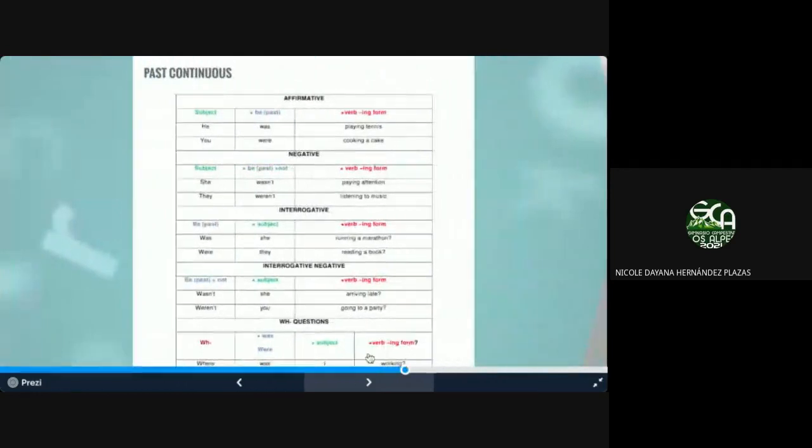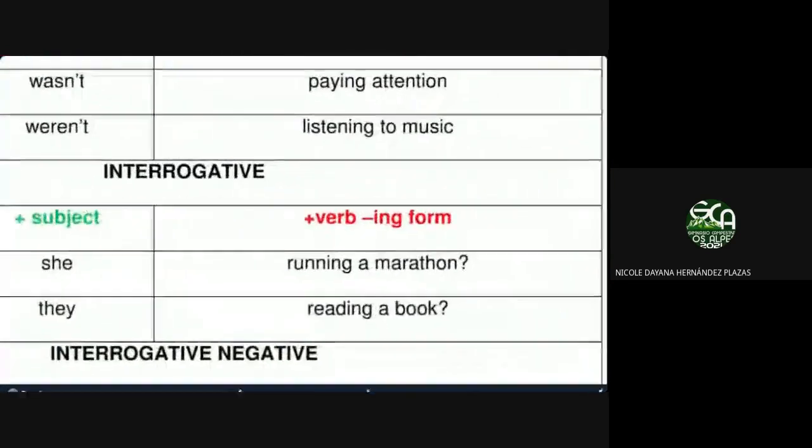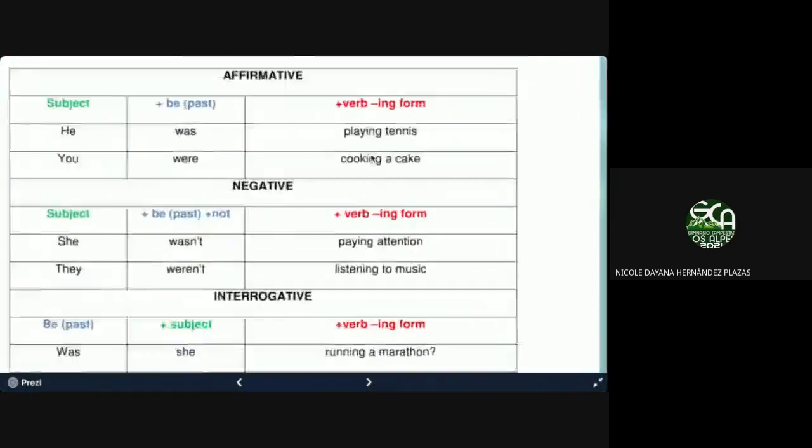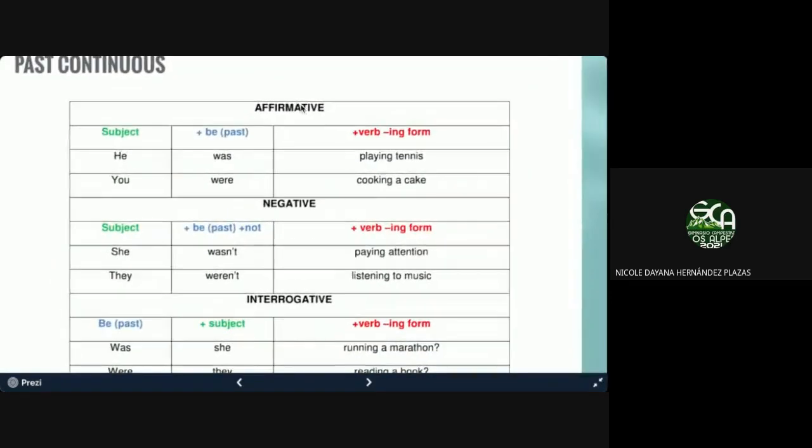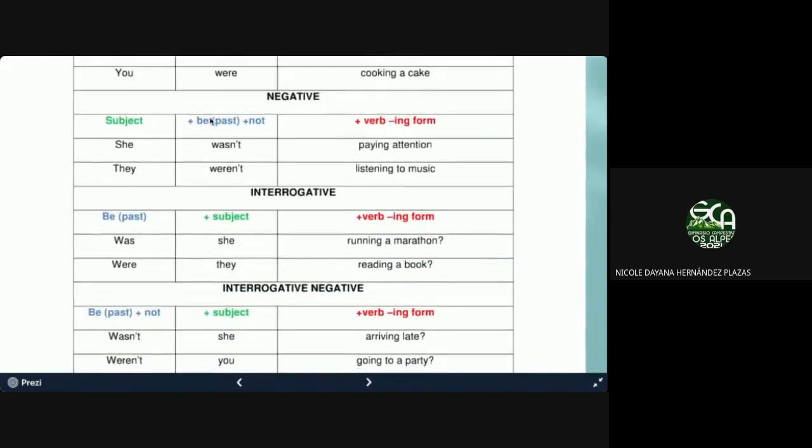That's with past simple. And with past continuous, guys, you have super clear the structure because we have been working with that a lot. Oh my gosh. Look at this. You have your subject, your verb to be in past, and the verb with ing. He was playing tennis. You were cooking a cake. In negative, you just have to put the verb to be in negative. She wasn't paying attention. They weren't listening to music.